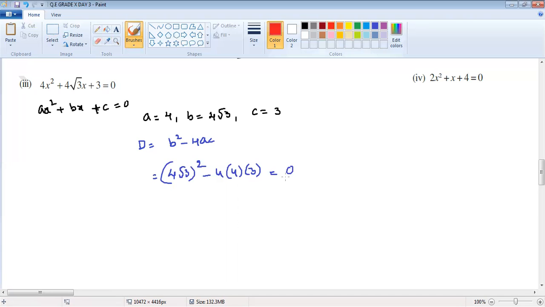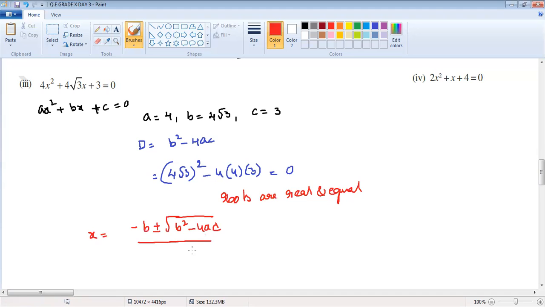What are the roots? Roots are real and equal. Yes, sir. Roots are real and equal, right? Then x is equal to what can you write? Minus b plus or minus root b square minus 4ac divided by 2a. Yes, sir.